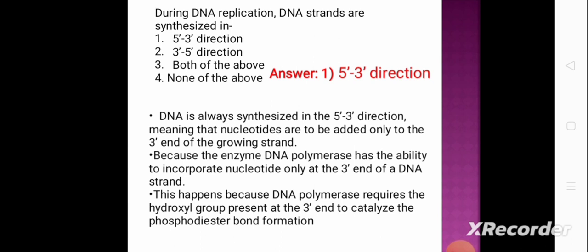DNA is always synthesized in the 5' to 3' direction, meaning that nucleotides are added only to the 3' end of the growing strand. Because the enzyme DNA polymerase has the ability to incorporate nucleotides at the 3' end of the DNA strand. This happens because DNA polymerase requires the hydroxyl group present at the 3' end to catalyze the phosphodiester bond formation.